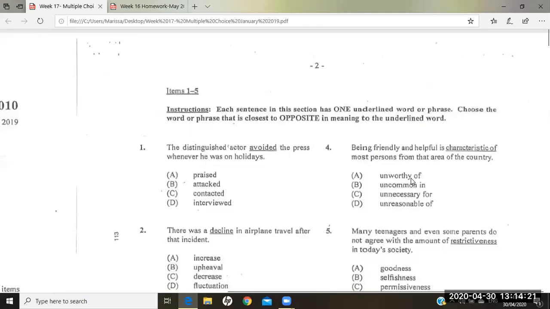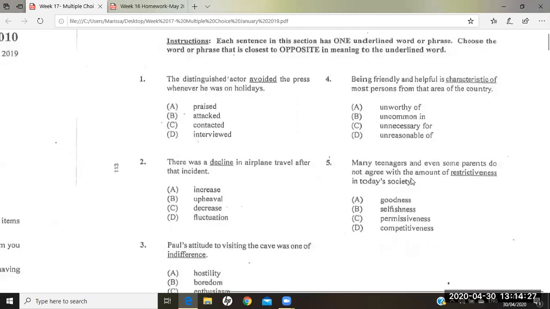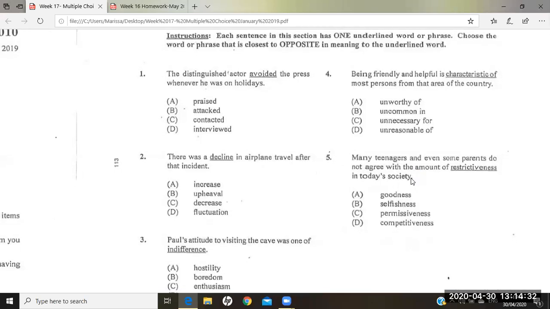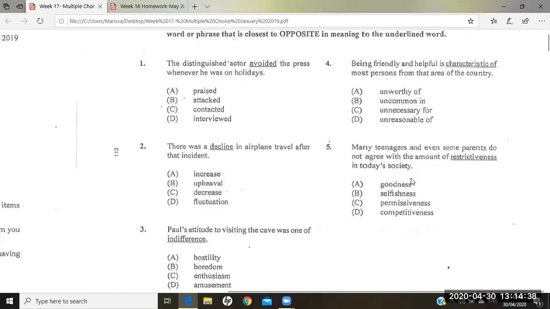So the first section of the paper has items 1 to 5. The instructions say each sentence in this section has one underlined word or phrase. Choose the word or phrase that is closest to opposite in meaning to the underlined word. So you are basically trying to find the antonyms, because it says closest to opposite in meaning. For numbers 1 to 5, Angelica, you will do this section. You're going to read the sentence to me, and then give me the best answer.